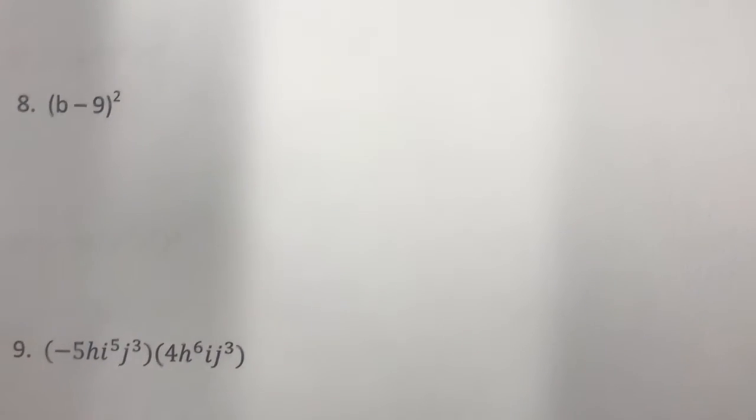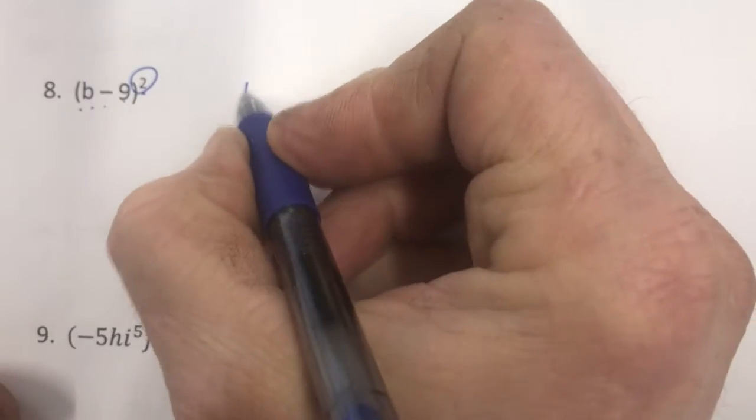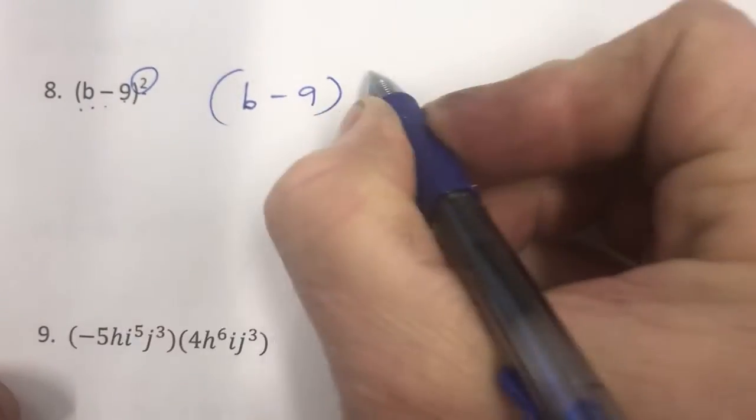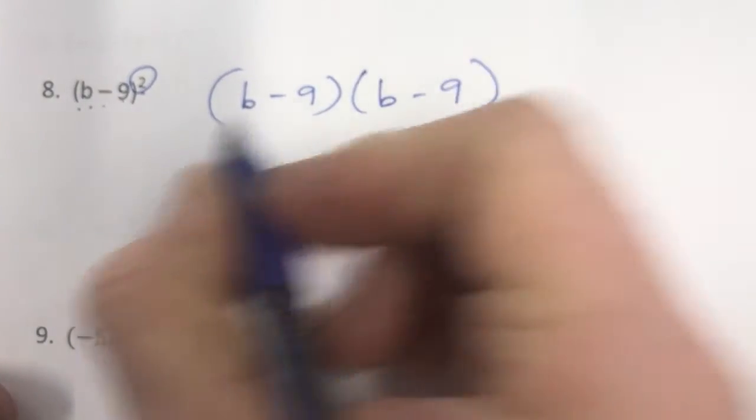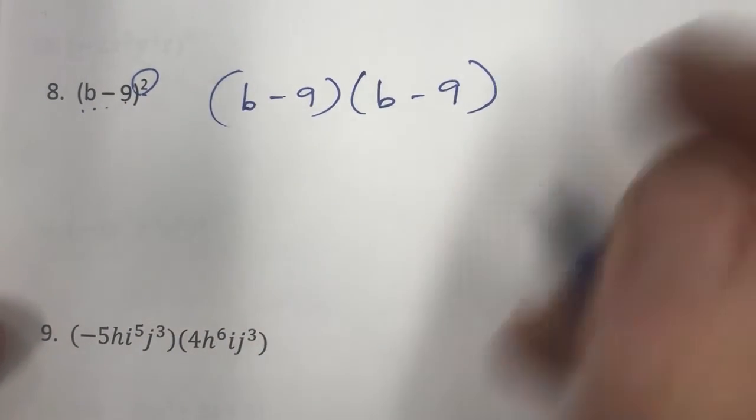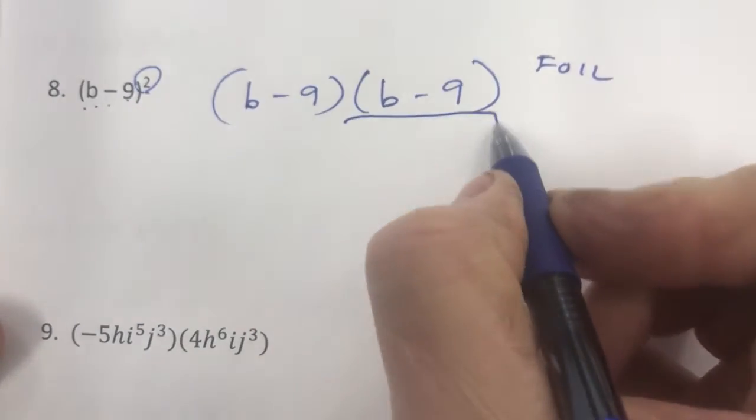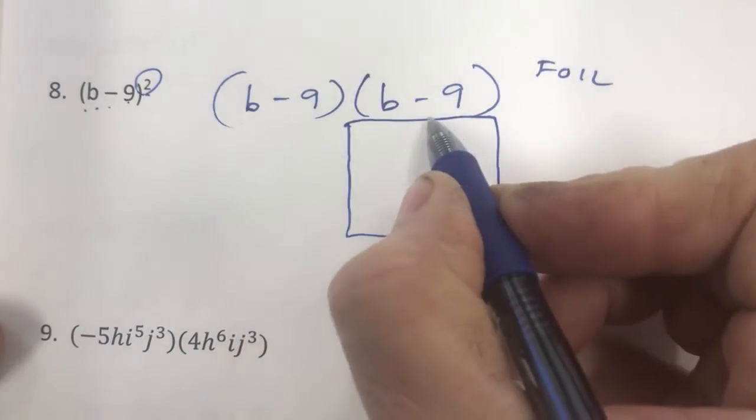Number 8. This is b minus 9 squared, which when you square something, you multiply it times itself. So it's b minus 9 times b minus 9. Now you can do the FOIL method on this, but I like doing a box. I'm just going to draw myself a box under this second one.